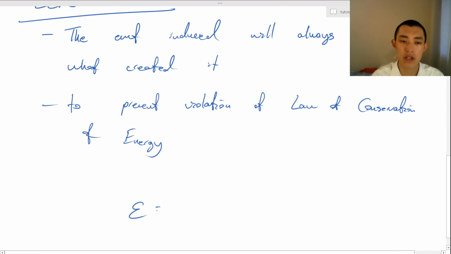So you would have seen Faraday's law written like this. The negative sign just reminds you that the EMF must oppose what created it. You don't need to really use it. The best way to understand Lenz's law is by having a look at a few examples. So let's get into that.